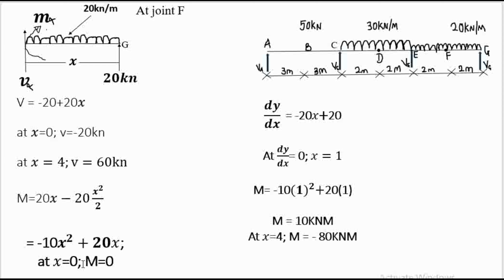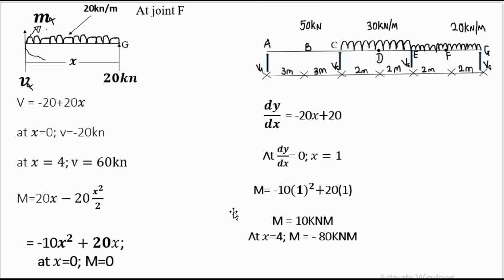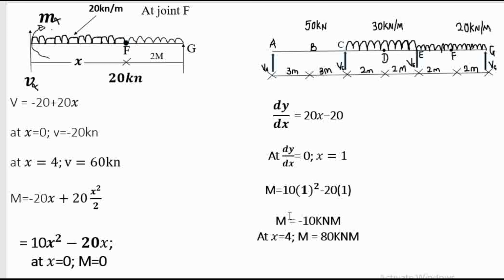Then at x equals 0, our moment is equal to 0. That means at this point G, the moment is 0. The turning point will be when dy/dx is equal to 0. When we differentiate this moment expression, we have minus 20x plus 20. Then you equate dy/dx to 0 to have the value of x to be 1. When we substitute the value of x in the bending moment expression, we have that the moment is equal to 10 kilonewton meter.